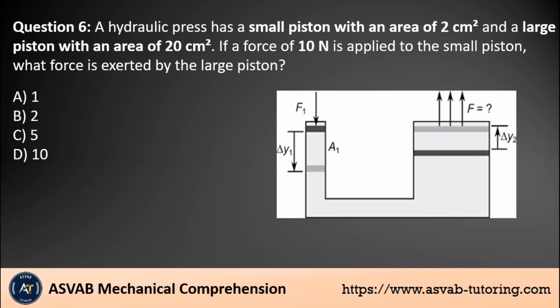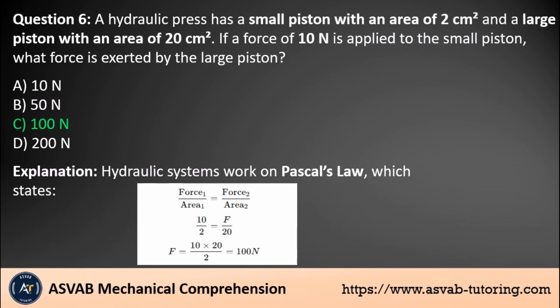Question 6. A hydraulic press has a small piston with an area of 2 square centimeters and a large piston with an area of 20 square centimeters. If a force of 10 N is applied to the small piston, what force is exerted by the large piston? Option A, 1. Option B, 2. Option C, 5. Option D, 10. Answer is Option C, 100 N.